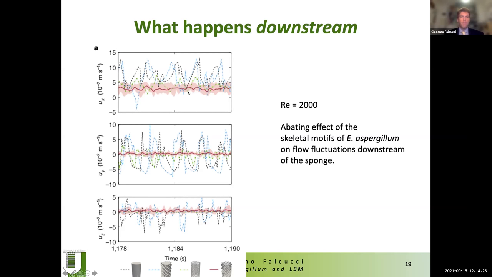Putting a probe 2.5 diameters downstream, we saw that the presence of these skeletal motifs provides an abating effect on the flow field, especially in the velocity magnitude and of course the vorticity. As you can see here, the darker pattern is that provided by the cylinder that at Reynolds 2000 is characterized by a turbulent wake downstream, while the presence of both the holes and the ridges provides a remarkable abating effect, especially on the Z plane. So the flow becomes essentially planar on X and Y downstream of the sponge.